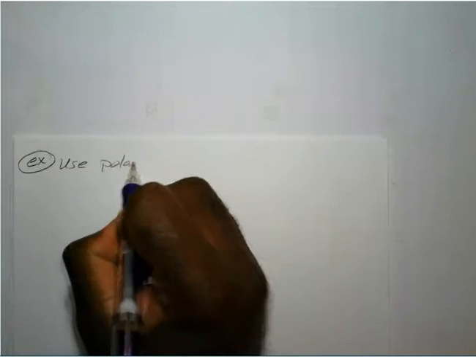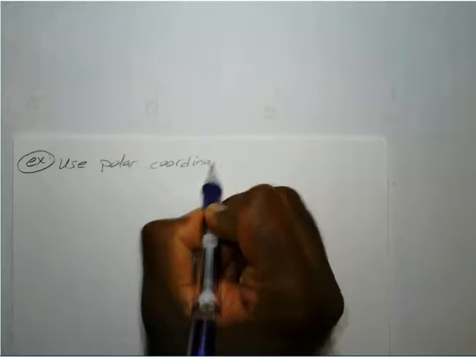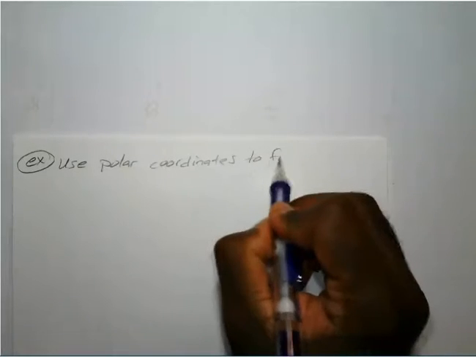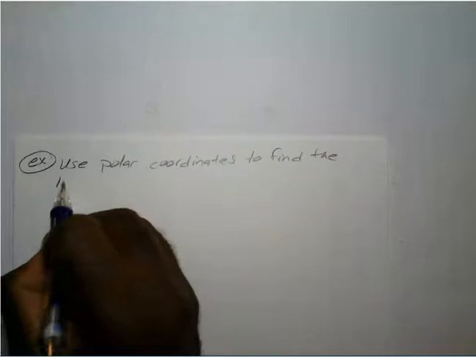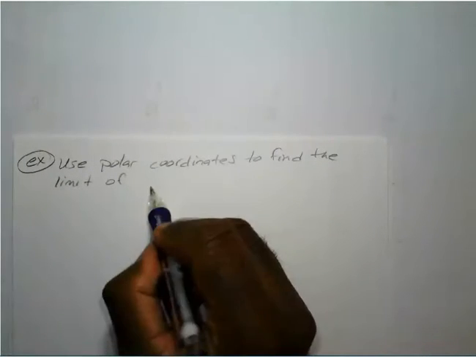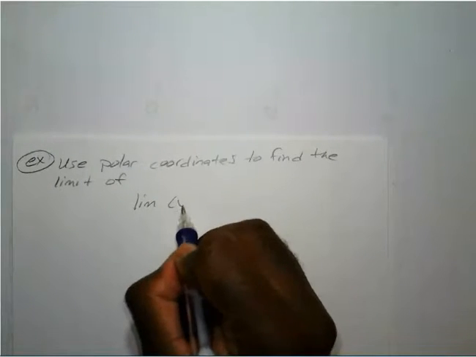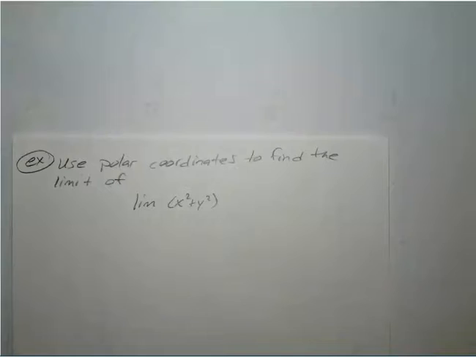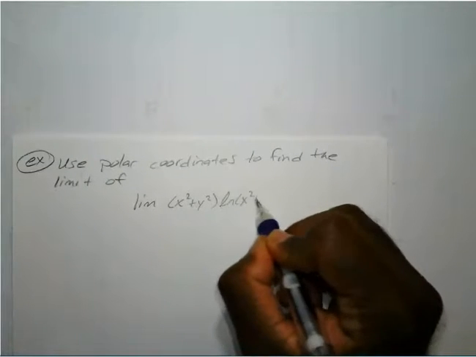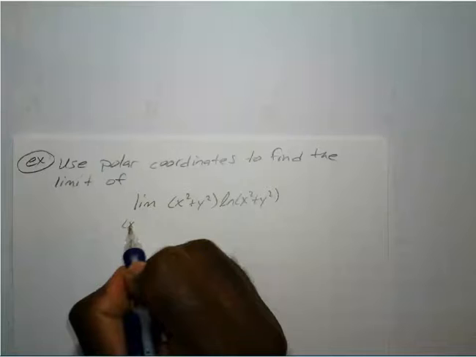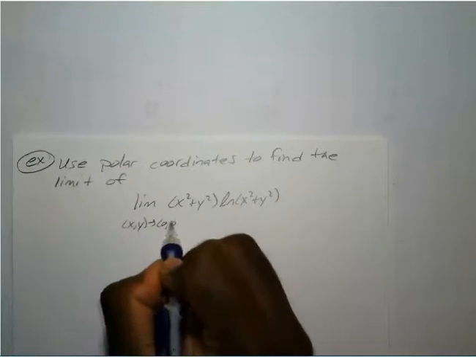All right, so let's say for this example, we want to use polar coordinates to find the limit. Okay, let's say we have the limit of x squared plus y squared times the natural log of x squared plus y squared as xy approaches 0, 0.